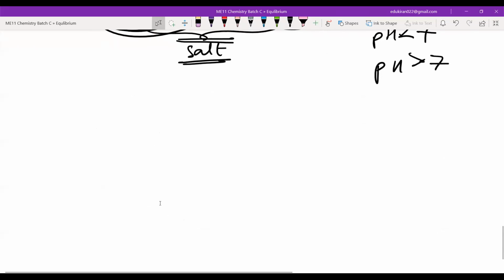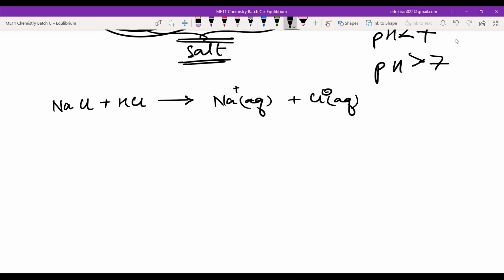Now, when we talk about salt, and when salt is in water, then what happens? We have NaCl. If I add this in water, it will completely dissociate to Na plus and Cl negative. Yes or no, guys? Right. But this is only possible when you have a salt which is prepared by strong acid and base. Now, this NaCl is prepared by NaOH plus HCl. Yes or no?